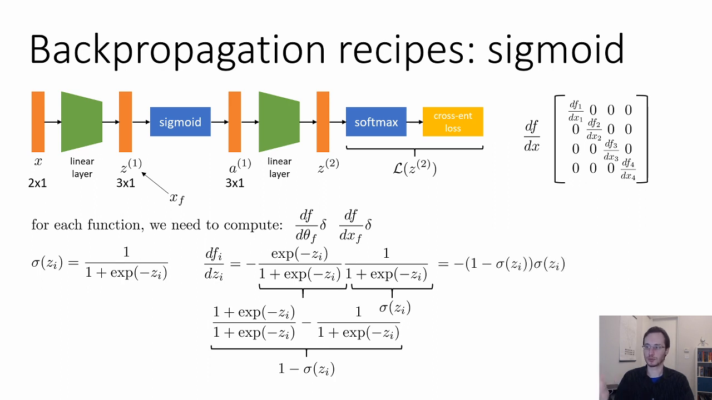So that means that the full derivative is given by, and again I apologize, there's a typo, the negative sign shouldn't be there. The derivative is given by 1 minus sigma times sigma. Okay, so that means that if you want to multiply it by delta and get the ith entry of that derivative, again, the minus sign is a typo, it's 1 minus sigma of z_i times delta_i. Very, very simple. And there are no parameters, so there's no df/d theta_f because there's no theta_f.